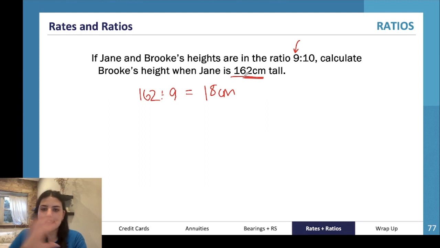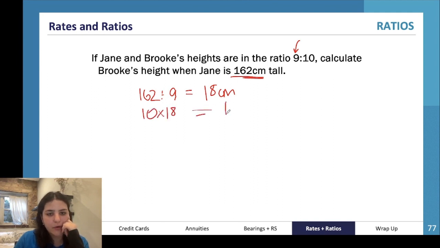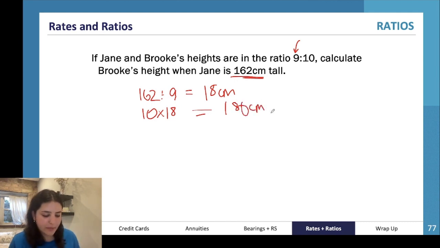And it's always the same across the ratio. So 18 centimeters is one part for the entire ratio, which means that Brooke, which is 10 parts, we just have to times by 18. And we know that Brooke is 180 centimeters tall. So when you're finding the part of the ratio, it's equal whether you're dealing with the front half or the back half.